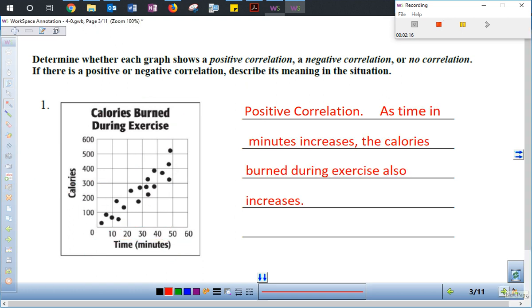Now here's the sentence as it comes up. You can feel free to pause the video whenever you need to make sure that you have time to write this down. But again, as time in minutes increases, the number of calories burned during exercise also increases, because we have a positive correlation here and it's going up.